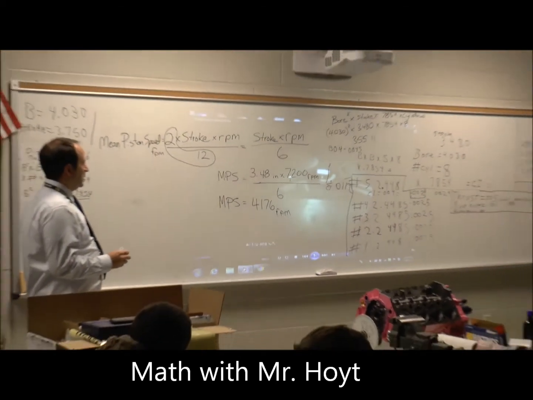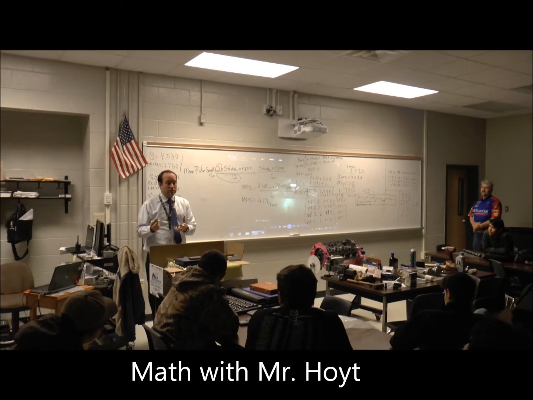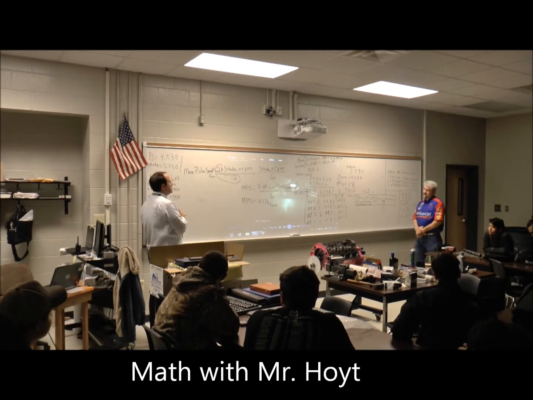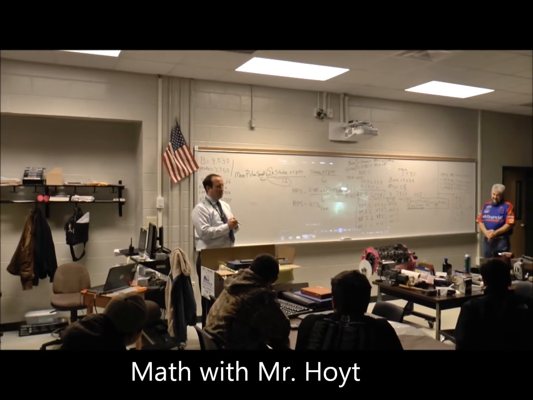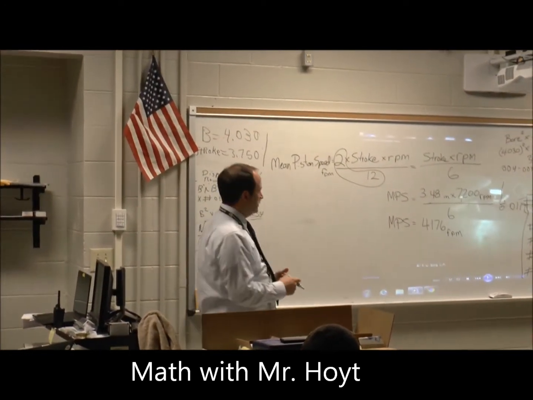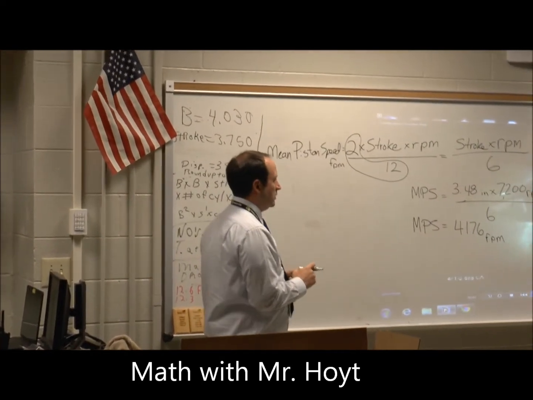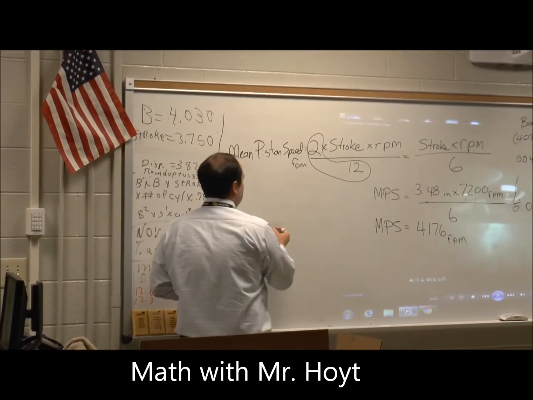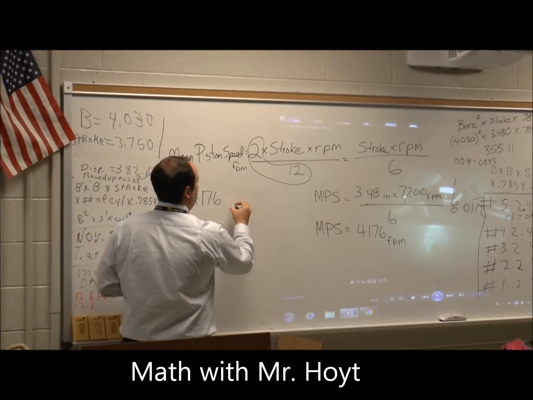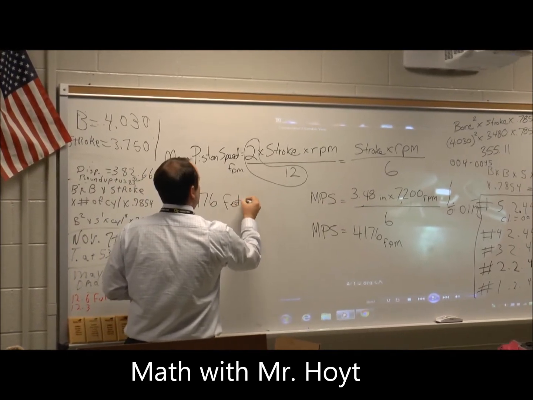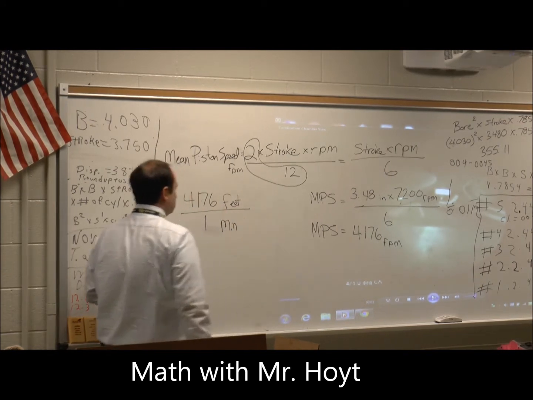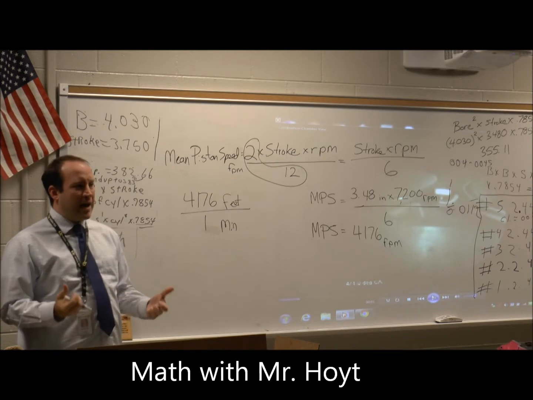And that may mean something to some of you because you're used to talking about feet per minute. But what if we wanted to change this into miles per hour, just to get a better idea of what's going on? So if this is 4,176 feet per every 1 minute, I want to change this to miles per hour.